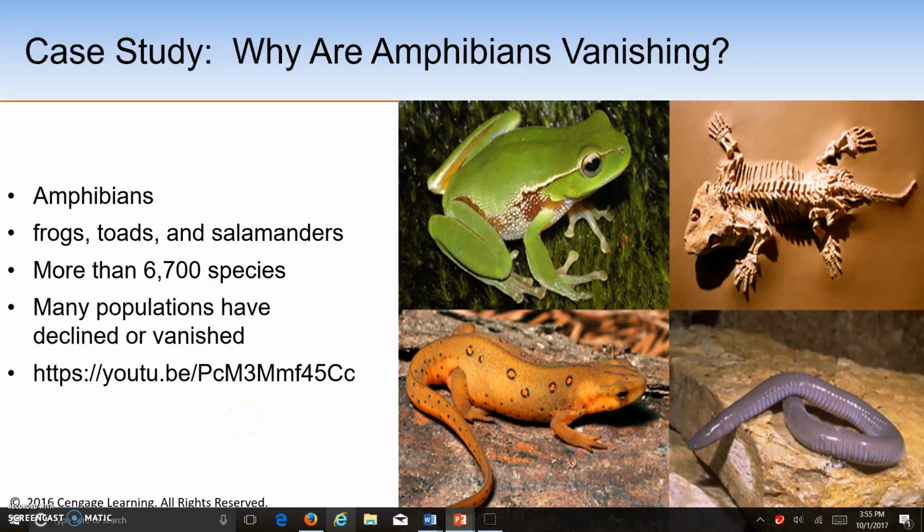Let's look at a case study regarding the decreasing population of amphibians. First of all, amphibians include frogs, toads, and salamanders. There are more than 6,700 different species of frogs, toads, and salamanders. Many populations have declined or vanished.